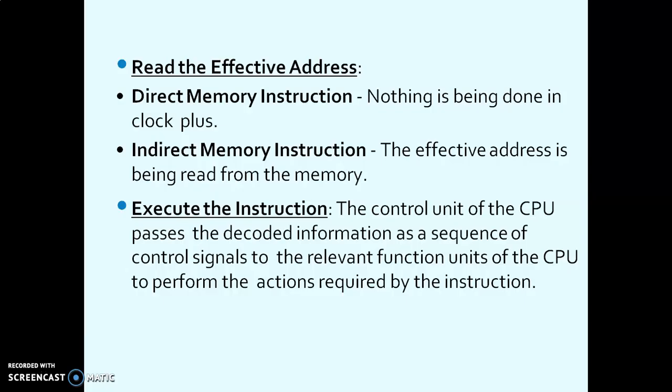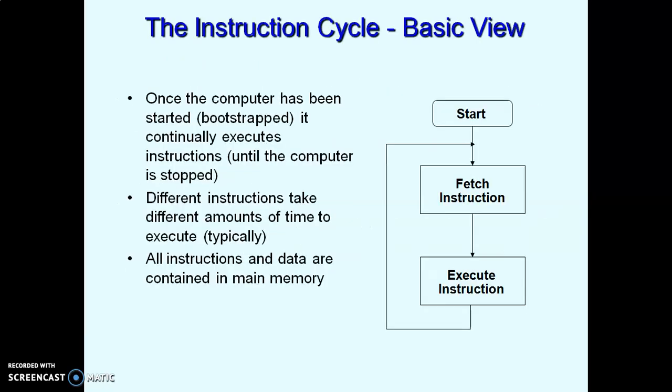The last subcycle is execute the instruction. The control unit of the CPU passes the decoded information as a sequence of control signals to the relevant function units of the CPU to perform the actions required by the instruction. So these are the three main subcycles, fetch, decode and execute. This is the basic view of the instruction cycle.